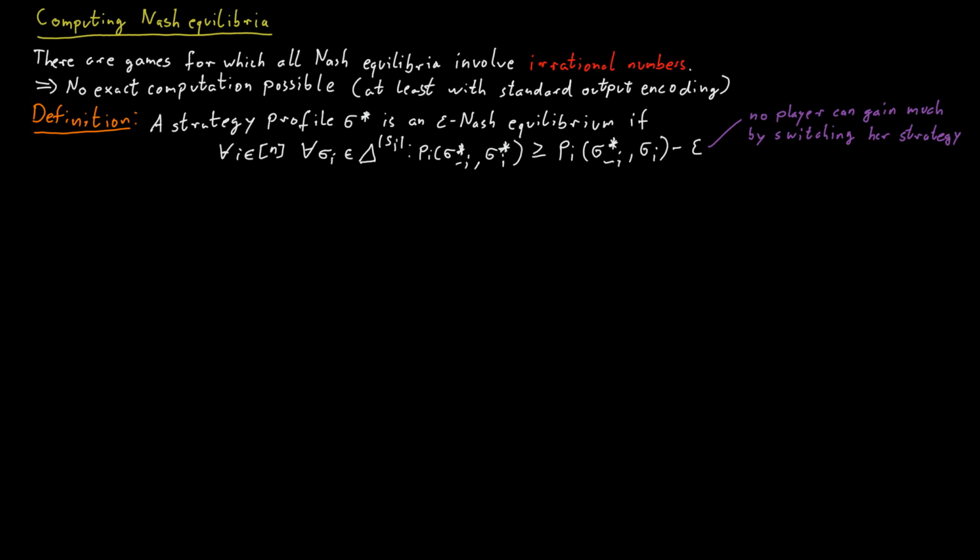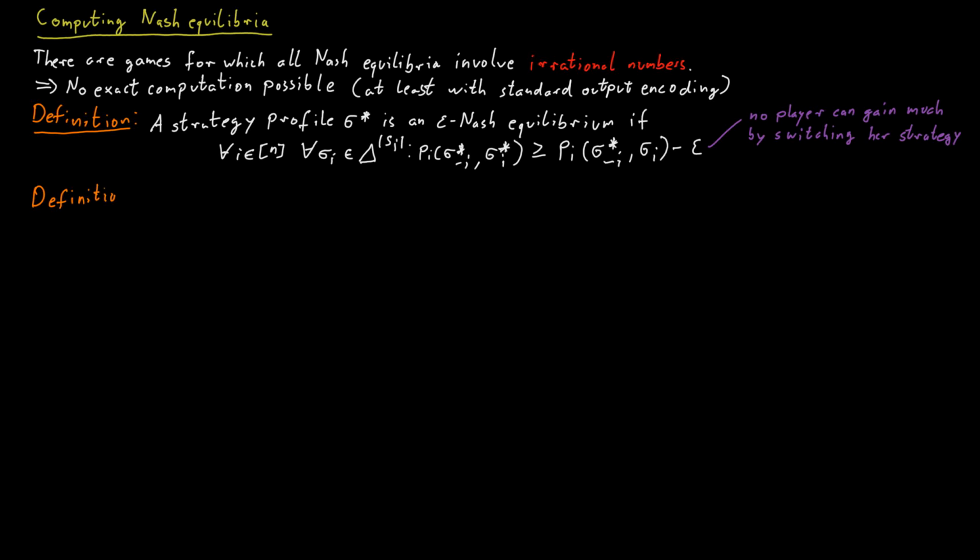Now, similarly, we should define what an approximate fixed point is. So remember the proof of Nash's theorem, we used Brouwer's fixed point theorem in this proof, and this will turn out to be useful also for the computation of approximate Nash equilibria. But for this we need the notion of an approximate fixed point as well.